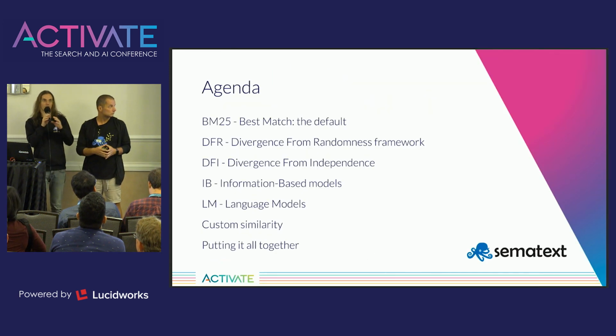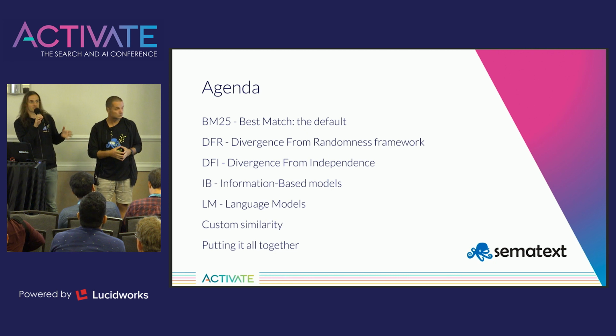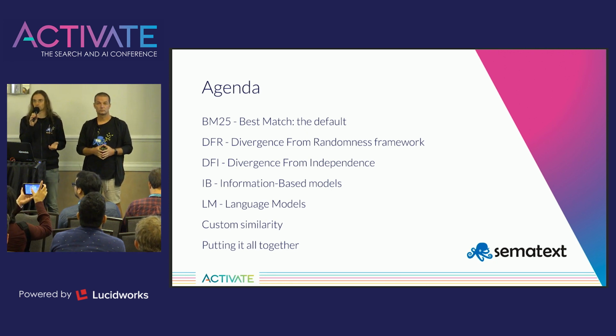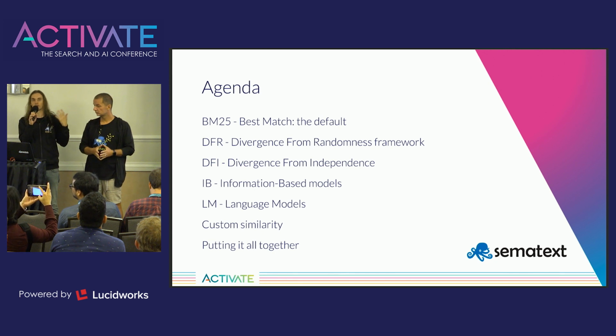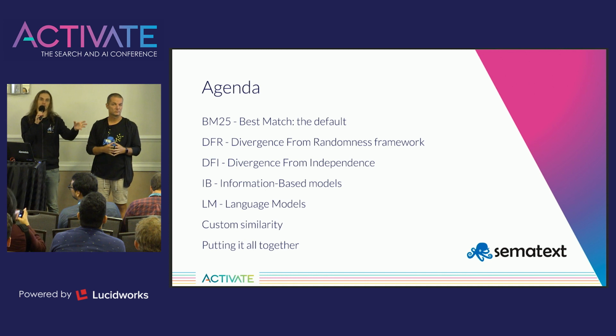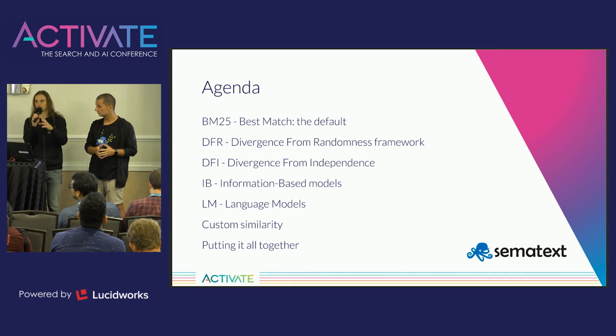Right. So we're going to go through all the similarities that come out of the box with Lucene. We're also going to show you how to build a custom similarity, and then we're going to put everything together. So how do you combine the score if you have one similarity in one field and another similarity in a different field?